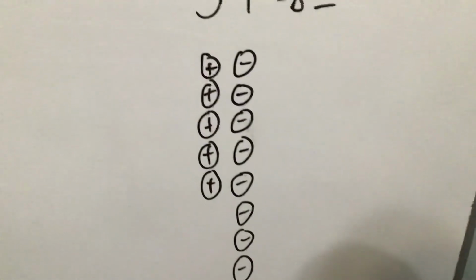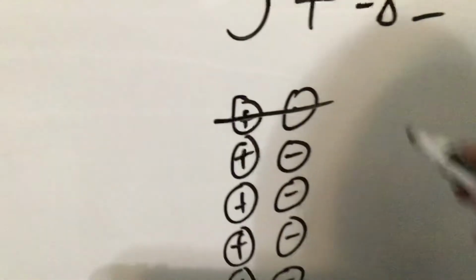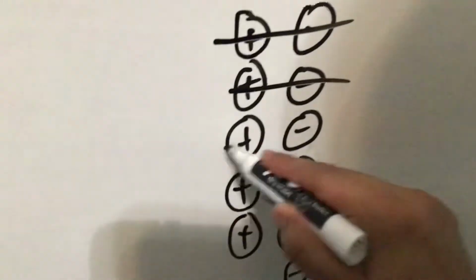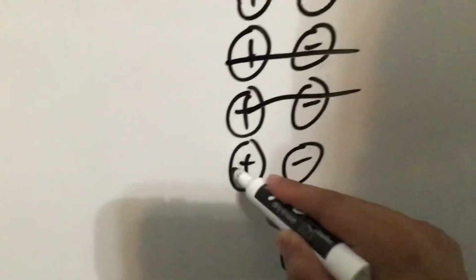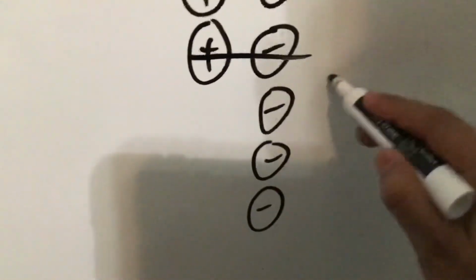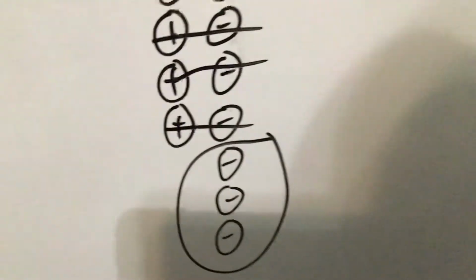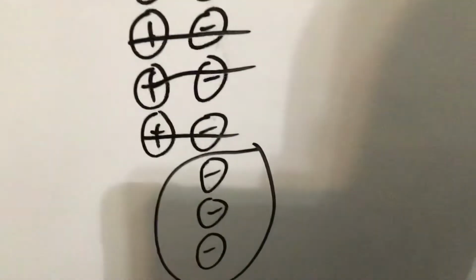Again, positives and negatives do not get along. They cancel each other out. So we are going to do that. Cancel them out. And again, whatever you have left, that tells you your answer, which is -3.